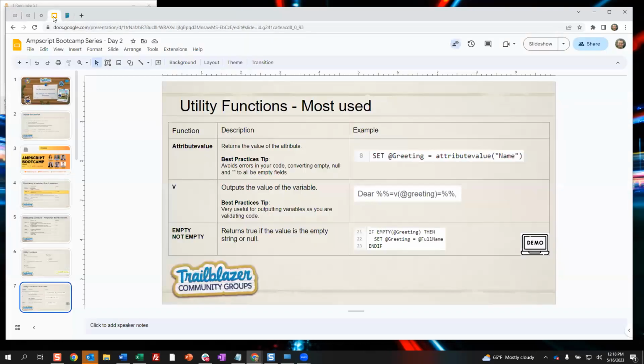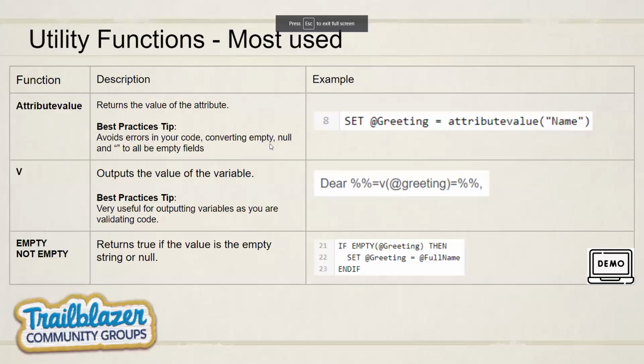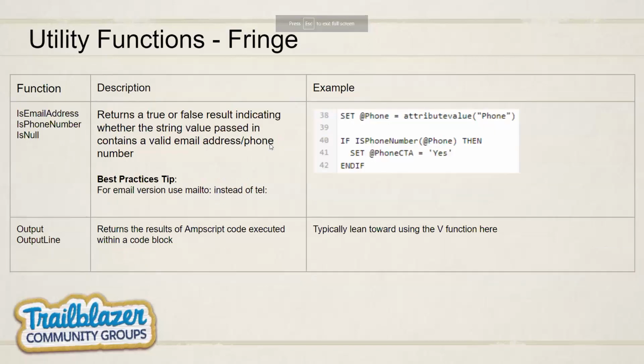Okay, let's go back into the deck. We're going to cover the rest of the functions within the utility section. Now these functions tend to be a little bit less used, a little bit more on the fringe, but worth mentioning. So this other function called is email address, is phone number, will return a true or false value if the variable that you're setting is either an email address or a phone number.